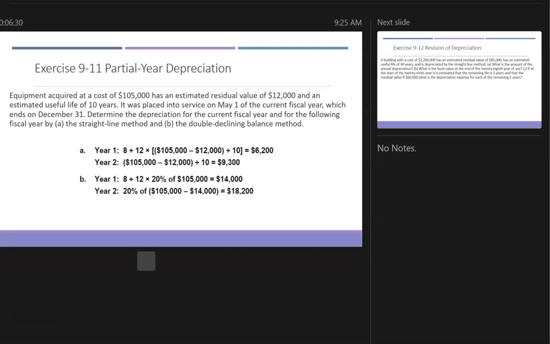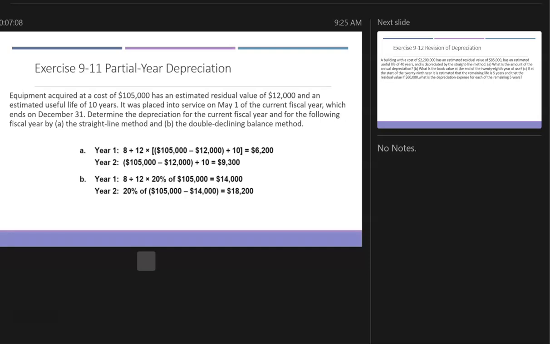$105,000 minus the residual value divided by 10 years is, but we only can take 8/12 of it, is the $6,200. The 105 minus 12,000 divided by 10 years would be 9,300. But you see in year one, we can only take 8/12 or 2/3. Okay?